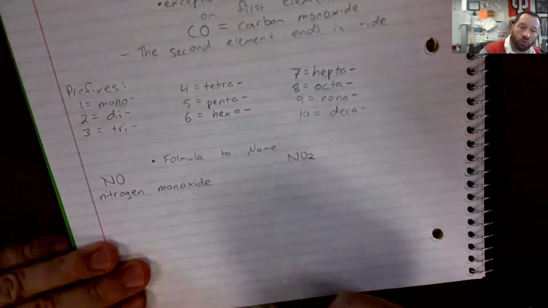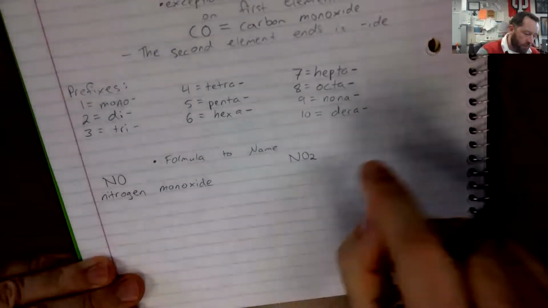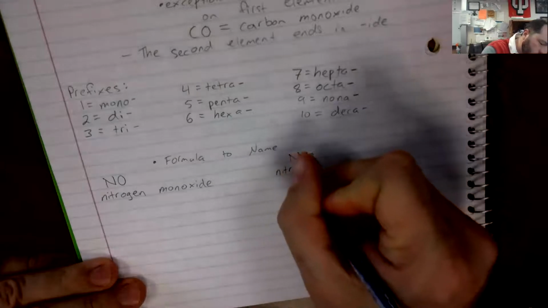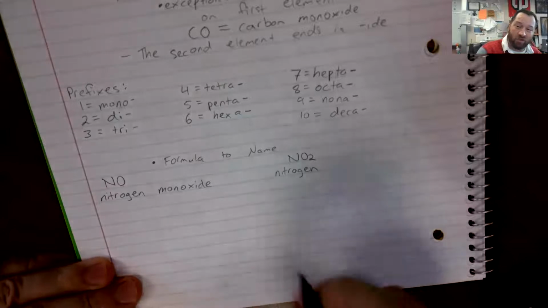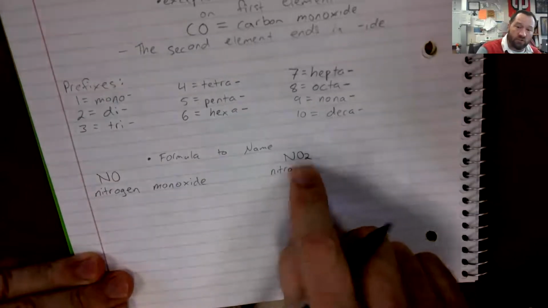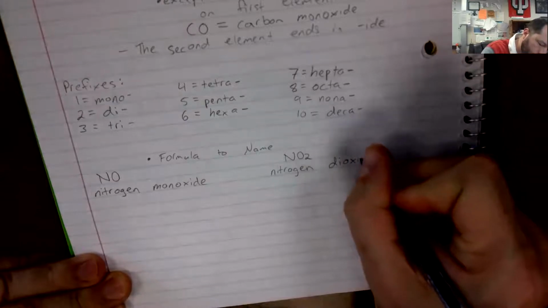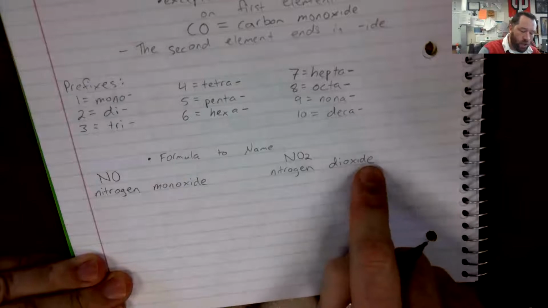How about NO2? Pretty much the same story. Identify that you're not working with an ionic. We've got 2 nonmetals, so it's a covalent. Again, we don't use mono on the first element, so we'll just call that one nitrogen. Now we've got 2 oxygens, the prefix for 2. Nitrogen dioxide, 2 oxygen.